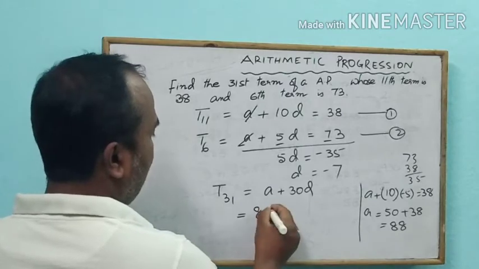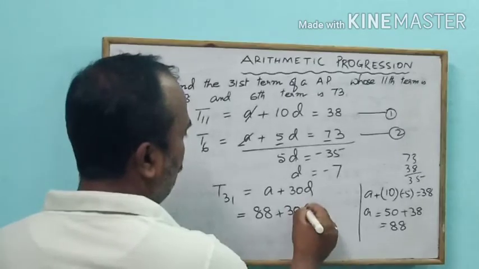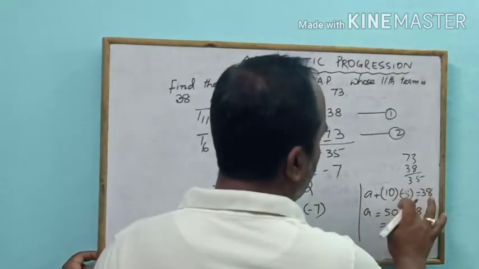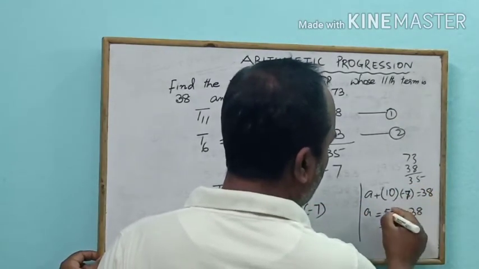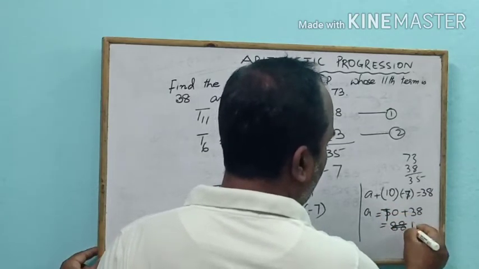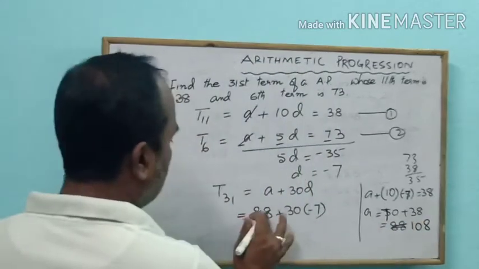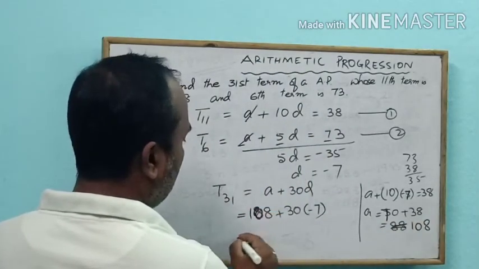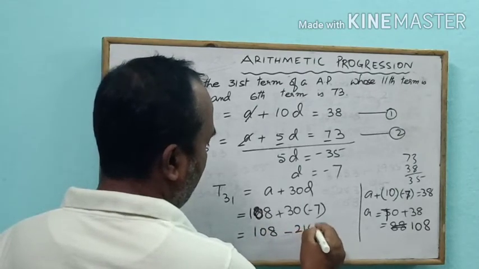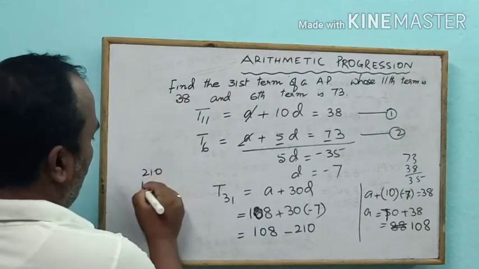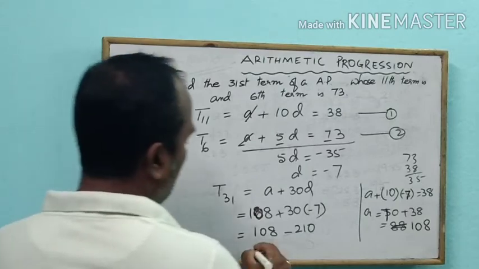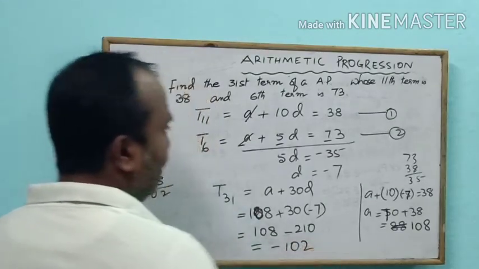So 31st term will be 108 plus 30 into minus 7. So here it will be minus 7, not 5. 30 into minus 7 is minus 210. 108 minus 210, that is minus 102. Minus 102 is the 31st term.